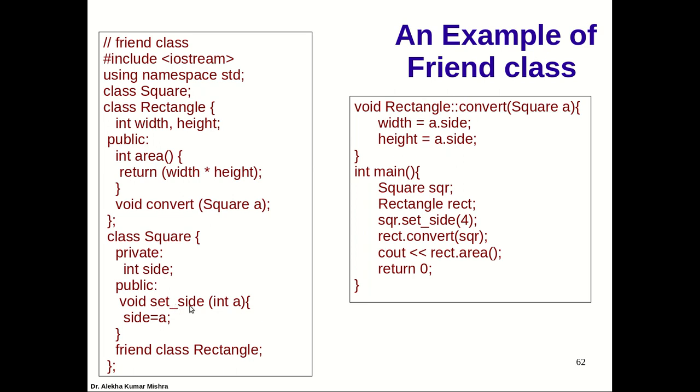I can do this, I'm allowed. So any member function defined can access directly. It's up to you whether you access or not. So here convert is accessing the data member directly. So here the entire class Rectangle is a friend of Square. This is the example of friend class.